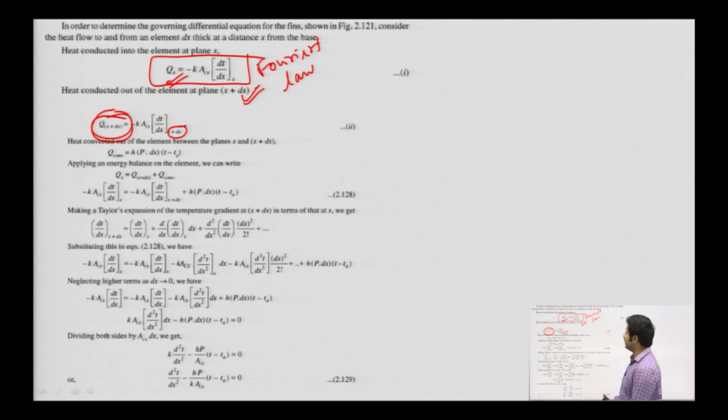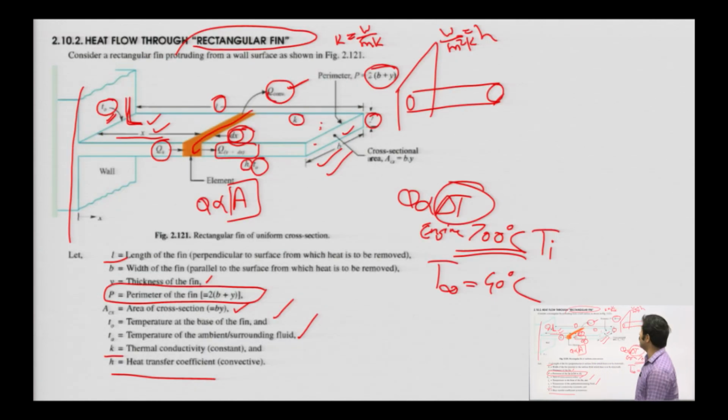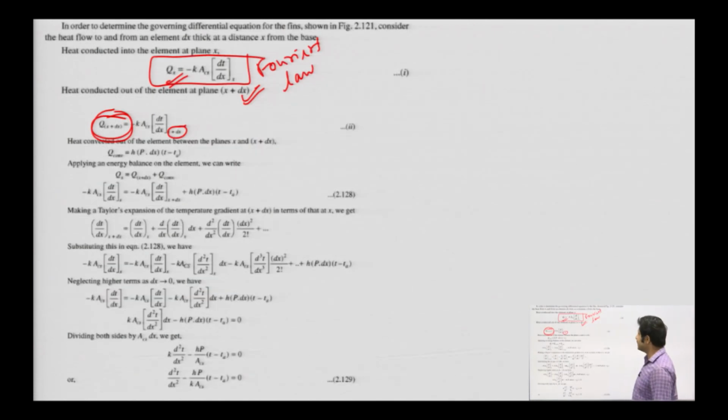Now, heat convected out of the element, as I have already told you. See, this is the perimeter actually. So at the perimetrical surface, what is the heat that is convected out of the element of the fin? The area is basically P into dx. The unit of P is meters, since P is the perimeter, and dx is again in meters. So the unit of area is meter square.